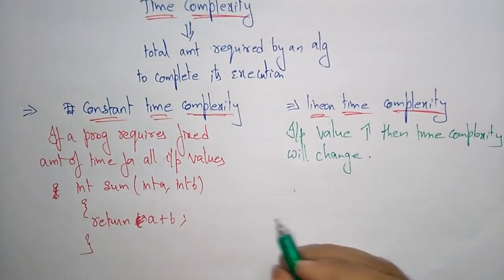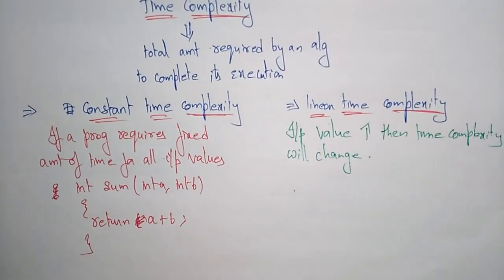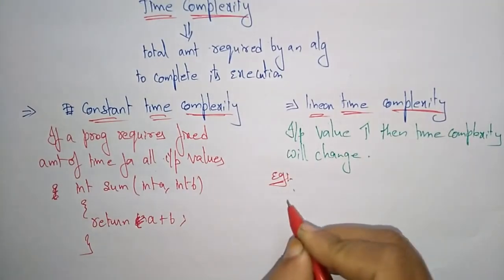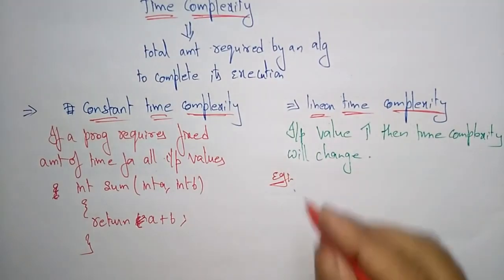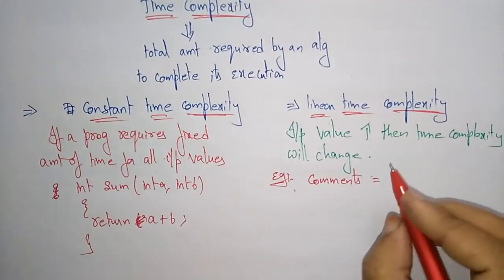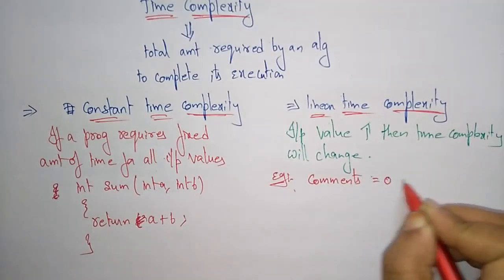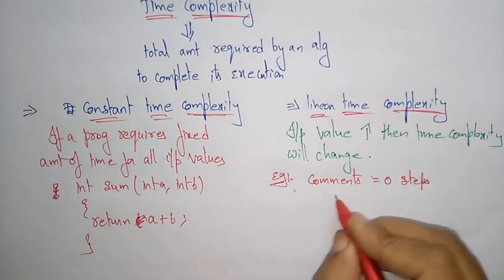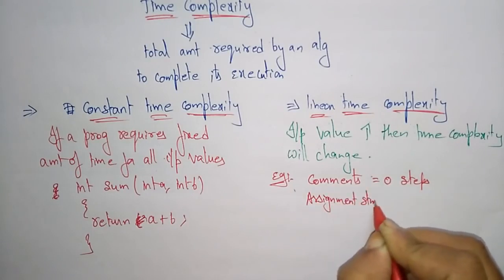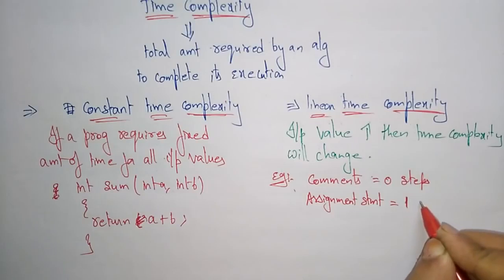So let us take one example. Just like that, here also you have to follow some steps if you want to calculate the linear time complexity. Before going to an example, let us take comments. If you are using comments in an algorithm or in a program, for comments the time complexity is zero steps. For assignment statements, like is equal to, the time complexity is 1 step.